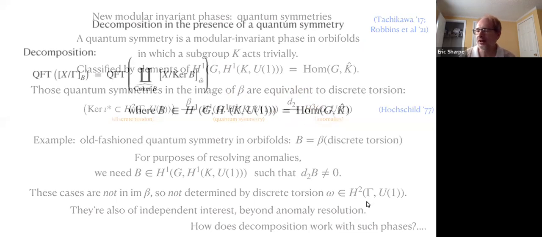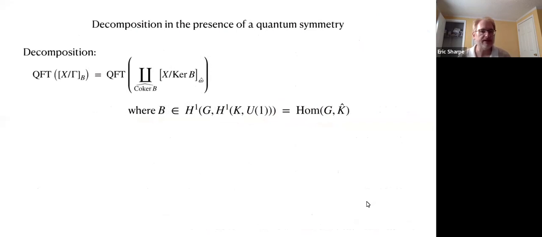Now, if you turn on such a phase, if you turn on a quantum symmetry, one should work out what decomposition does, and here's the answer. The field theory of a Gamma orbifold with a quantum symmetry is the same as copies of orbifolds by a subgroup of G, where the subgroup of G is determined by the quantum symmetry. I can rewrite this group cohomology group basically as homomorphisms from G into irreps of K, and then I can talk about the kernel of B, where B is now a homomorphism from G into K hat, and that defines some subgroup of G, which is what's appearing here.